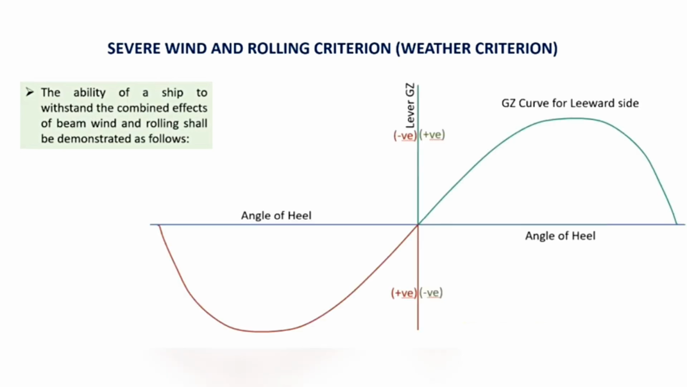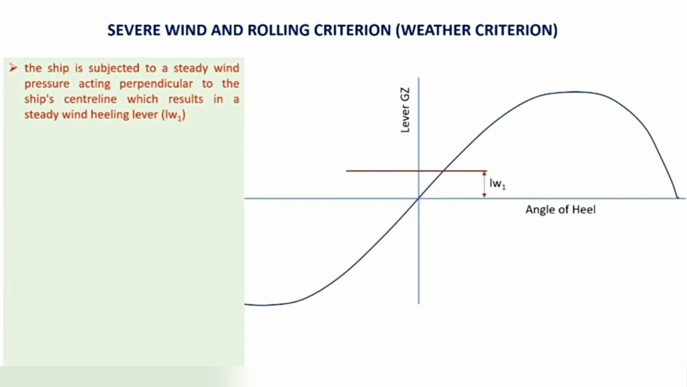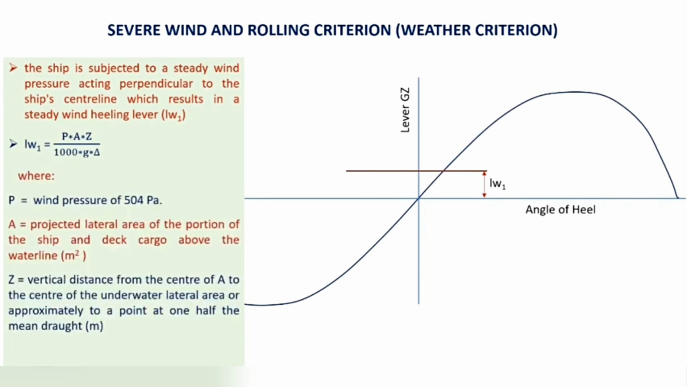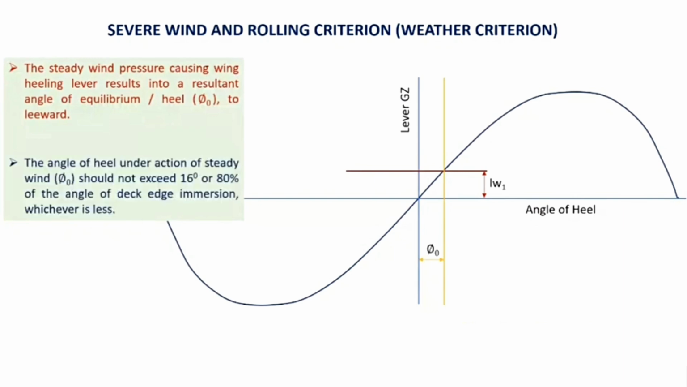We have the curve for the leeward side, curve for the windward side, right? Ship is subjected to a steady wind pressure acting perpendicular to the ship's center line, which results in a steady wind heeling lever LW1. That's LW1. This steady wind heeling lever LW1 is to be calculated by the formula P A Z upon 1000 into G into displacement, where all these three are explained. Now the heel caused because of the steady wind, phi 0, shall not be greater than 16 degrees or 80% of angle of deck immersion.